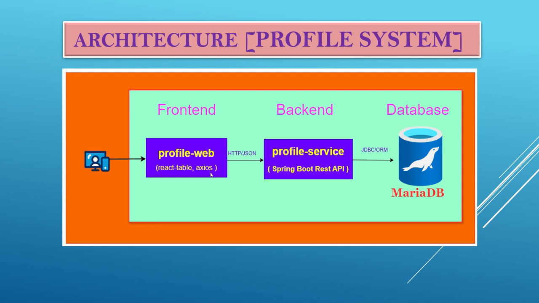Next, we are going to use the Axios library in order to call the REST APIs which we have written on the backend side, and we can get data and store data using this Axios library. This is about the front end side.